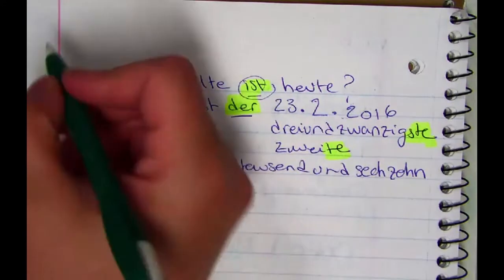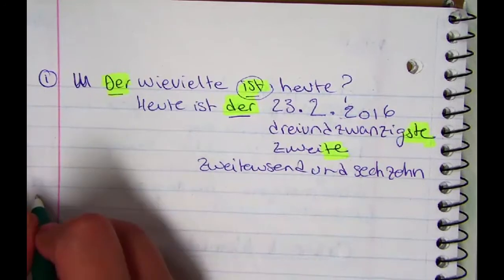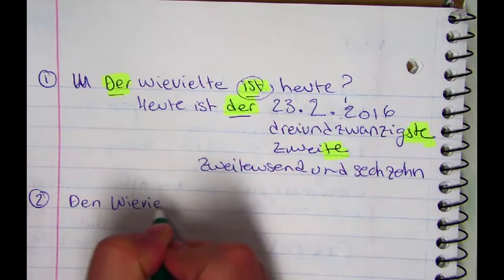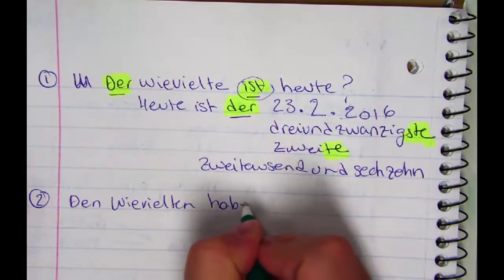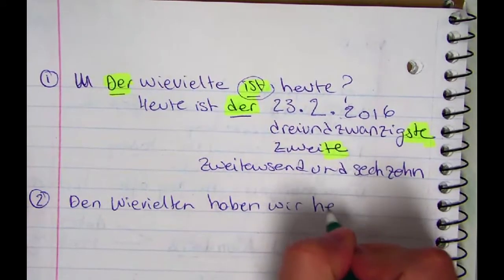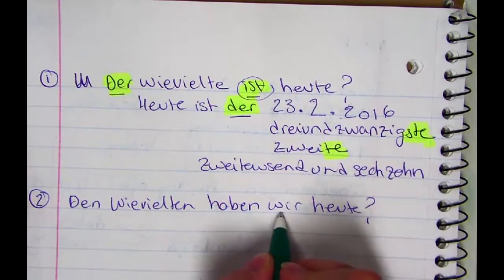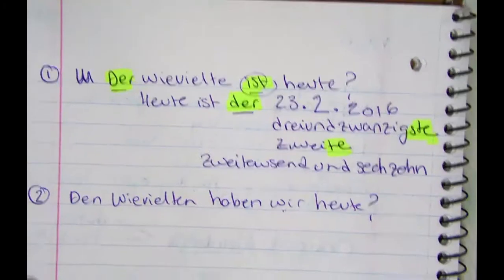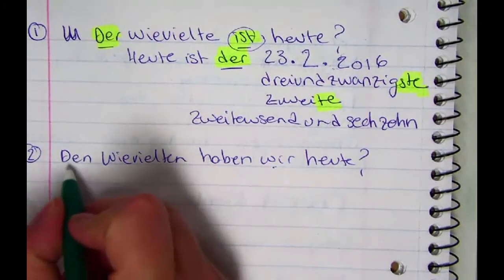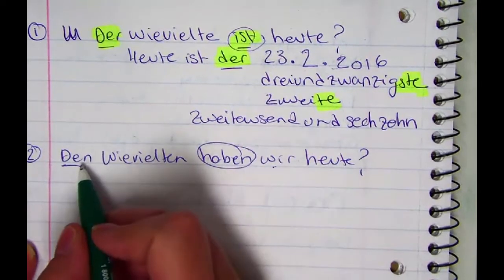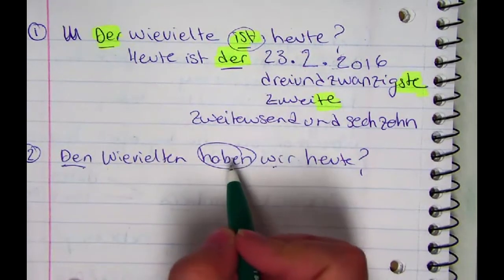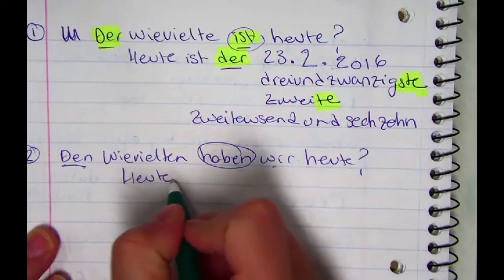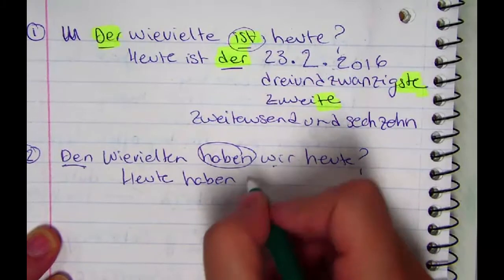Now, I said there were two options, so you have a second one. The second option is den wievielten haben wir heute? First of all, you have the extra word wir, so what date do we have today is what you're saying specifically in this case. And when you're saying the den, you of course then have to also stick to the den in the answer. That means that you're going to stick to accusative case, but things are still masculine. So, heute haben, same verb, wir.